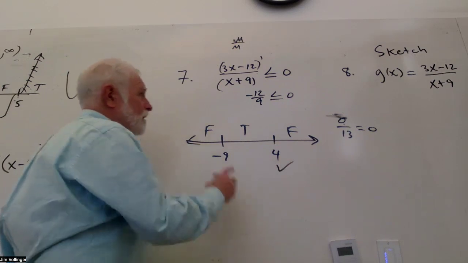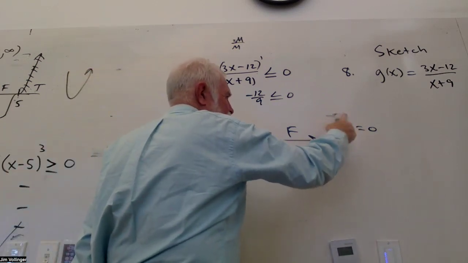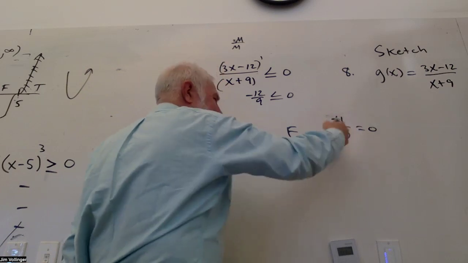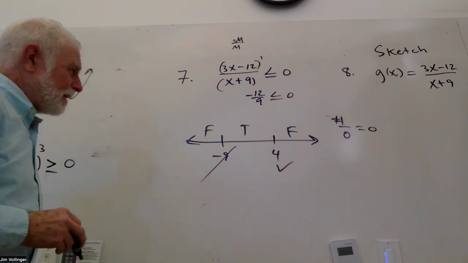So 4 works. Does -9? No, -9 puts a 0. We talked about that in the previous problem. Doesn't matter what the number is. Can't divide by 0, so I'll put a slash there. Can't use that number. All right?